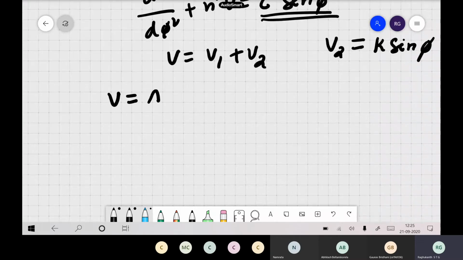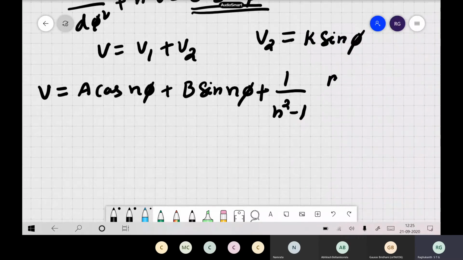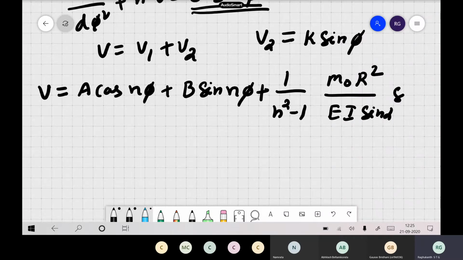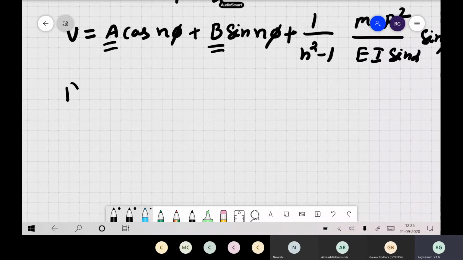So this becomes A cos n phi plus B sine n phi plus 1 by n square minus 1 times M naught R square by EI sine alpha into sine phi, the particular integral. This is our final expression. Now we have to find the boundary conditions. The first boundary condition, as I already told you, is that at phi equal to 0, v is equal to 0, since these are the supports.